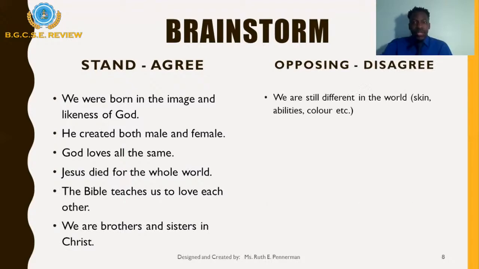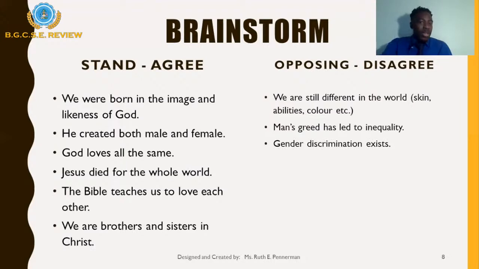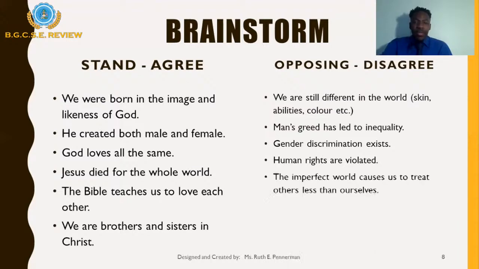Let's see. We are still different in the world: skin color, ability, color, etc. And then we have man's greed has led to inequality. And then we have gender discrimination exists. And don't forget now, we're looking at the left versus the right side of our screen. Human rights are violated. And then we have the imperfect world causes us to treat others less than ourselves. And then we have in some churches, women are not allowed to serve. And in others, they are.